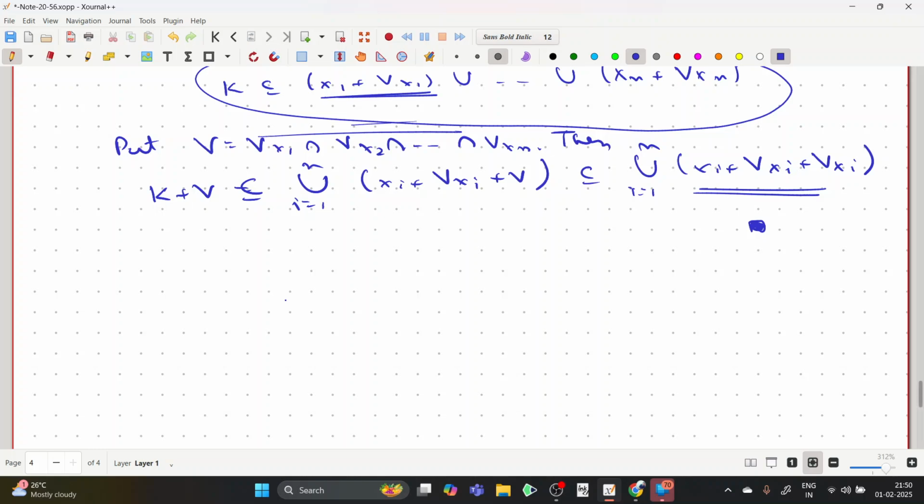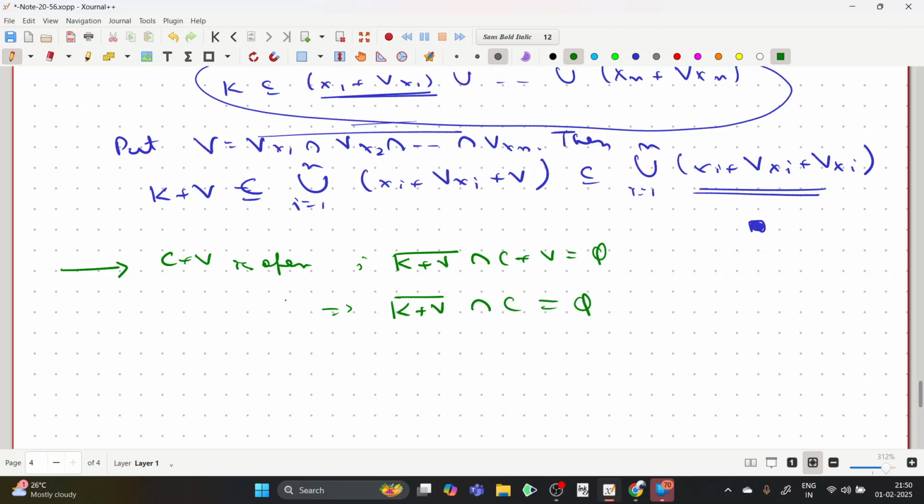Okay, got it. Now there's a very special case to it. I'm just adding up this, that now C plus V is open, right? By definition, C plus V is open, and K plus V does not intersect C plus V, so the closure of it also won't intersect C plus V. But not intersecting C plus V is stating that it won't intersect C either. But then if I take K to be 0, what I have is that the closure of a neighborhood V does not intersect C, right?